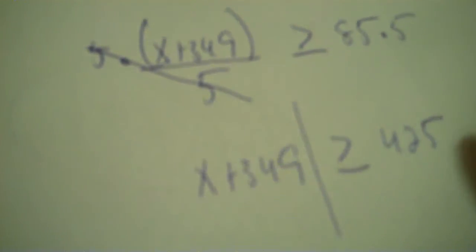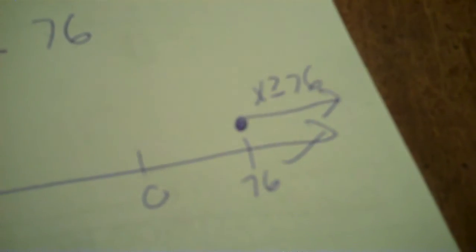So I make the wall, okay? And I just minus 349 now. Then I have my solution. I got 76. So he has to get 76 or higher to meet his goal. Now graph that, okay? Each letter goes this way, okay?